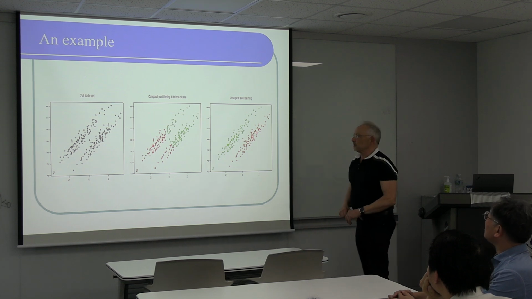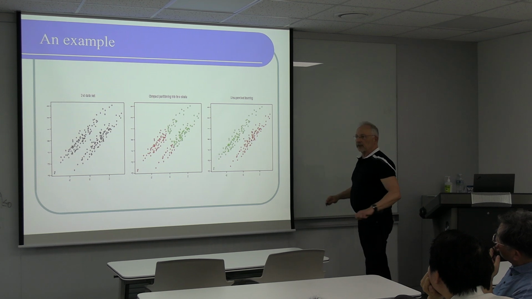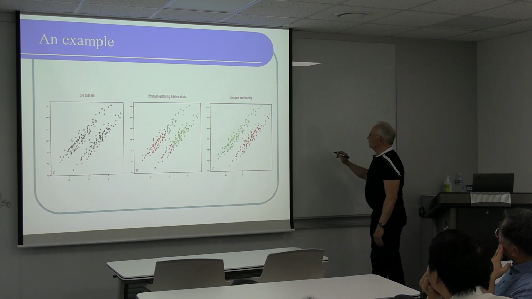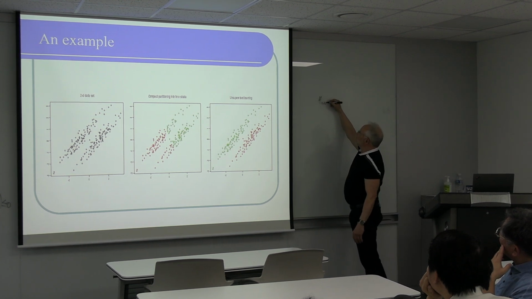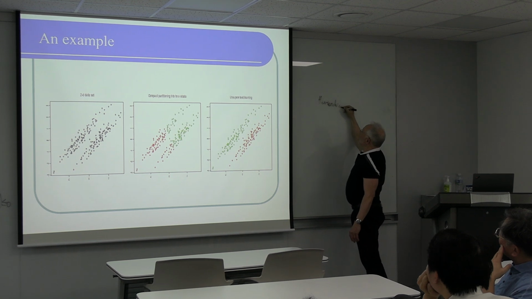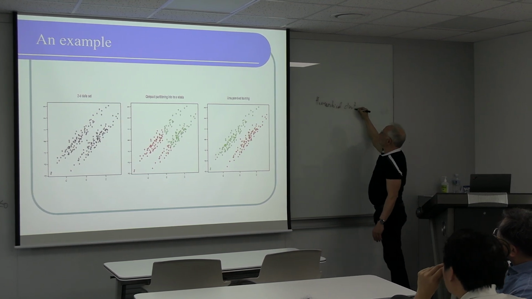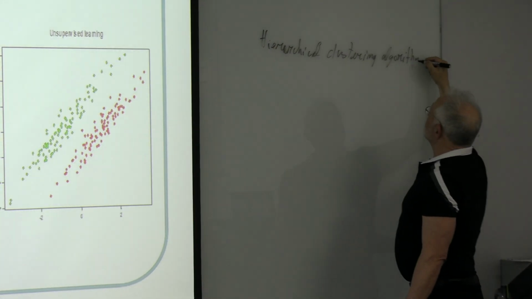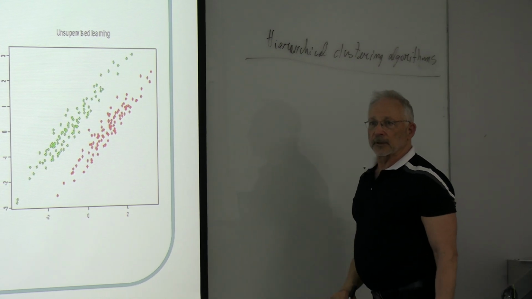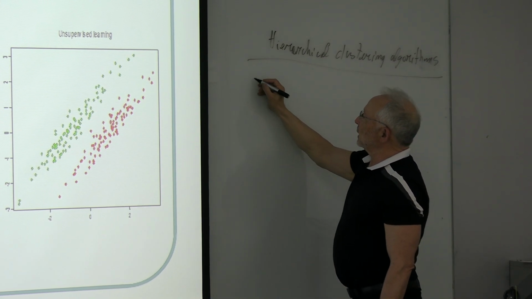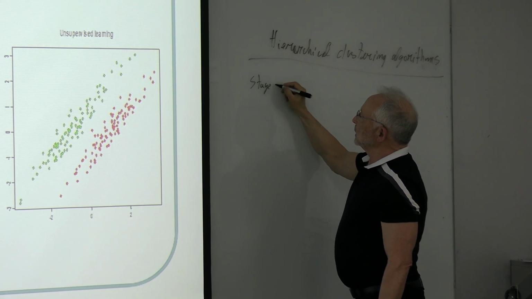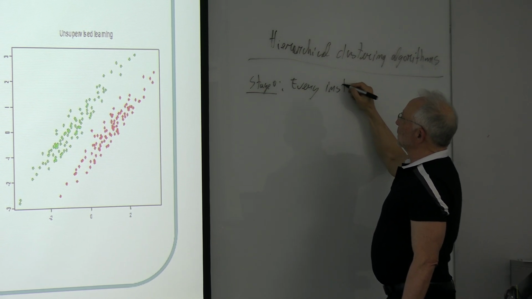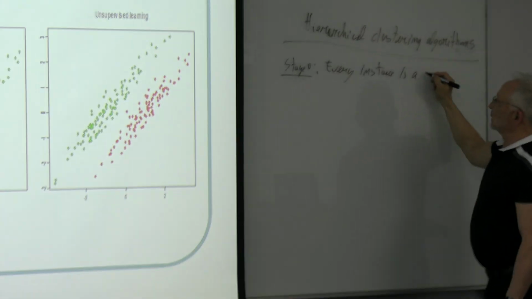So single linkage is a family of clustering algorithms that are defined by a very simple procedure. What is the procedure? We call them hierarchical clustering algorithms. The hierarchical clustering algorithms start at stage 0, where every point, every instance, is a cluster.